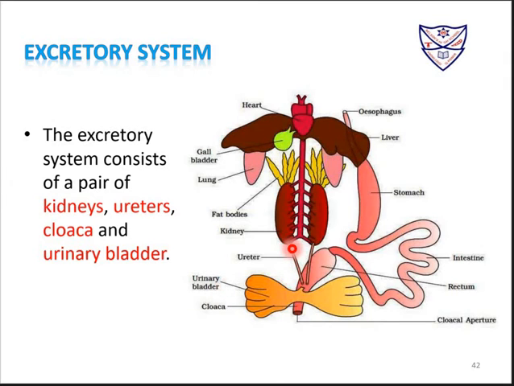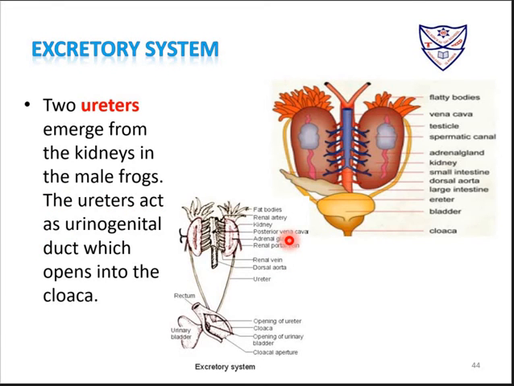The excretory system consists of kidney, ureters, and urinary bladder. Each kidney is composed of several structural and functional units called nephrons. 2 ureters emerge from the kidney in a male frog. The ureters act as urogenital duct which open in the cloaca. In female, the uterus and the oviduct open separately in the cloaca.